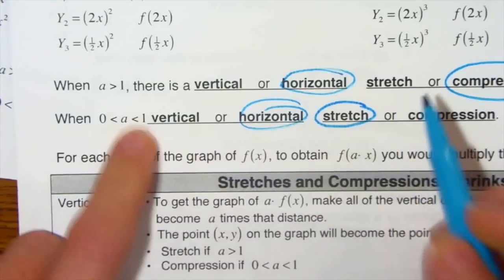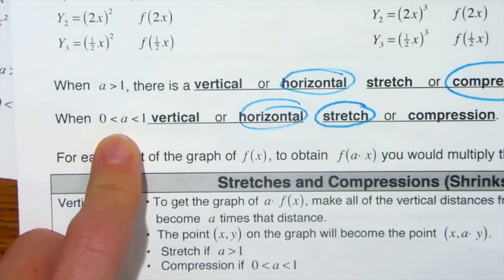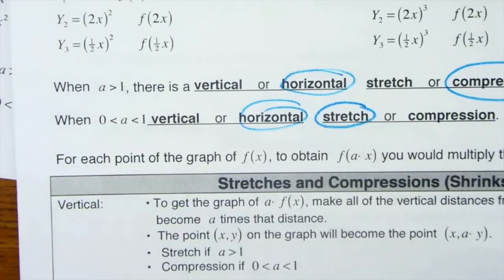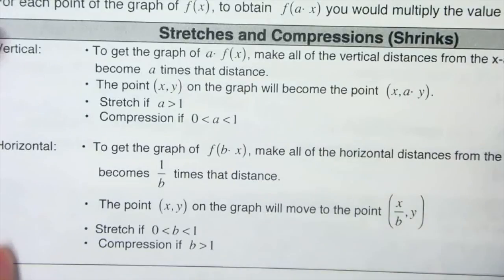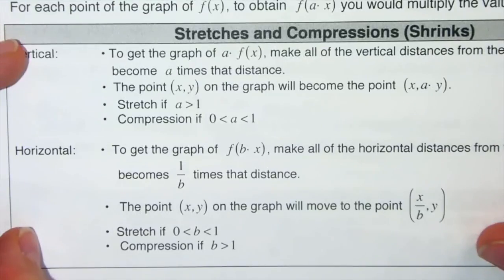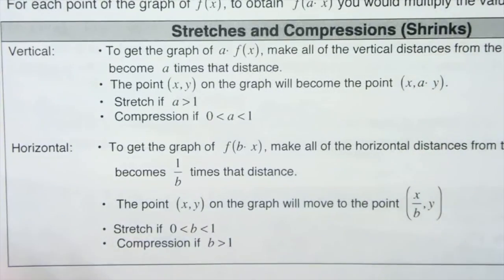So anytime you have a number between 0 and 1, because we're dividing by that number less than 1, it's going to cause our x value to be greater. So that is going to be a stretch, okay? Now this puts everything that we just talked about into one table for you. So I'm going to skip through that and go right to the practice.